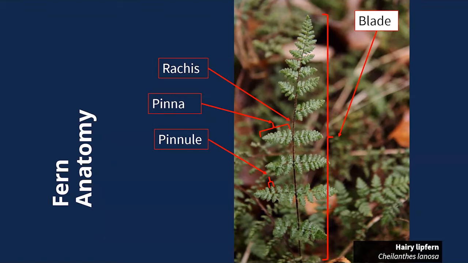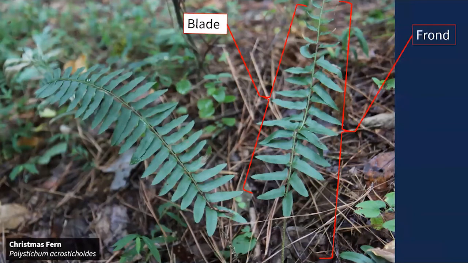So overall, the full thing is the frond, and then the leafy part is the blade. And then if it's divided further, those first divisions, those leaflets, are pinnae. And if it's divided a second time, then it's a pinnule. But let's look at it one more time.